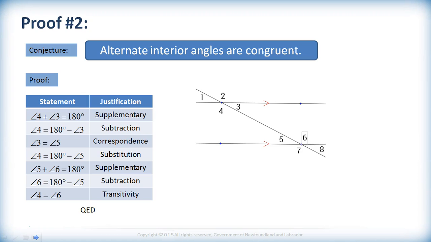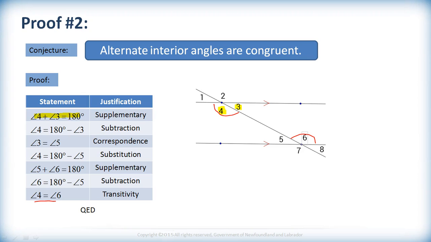Next one, we want to prove that alternate interior angles are congruent. So our goal here, and you can always look to see where we're going to end up, we want to prove that angle 4 equals angle 6. So we want to show that this angle and this angle are the same. So how do we go about that? Let's follow the proof. It says angle 4 plus angle 3 equals 180 degrees. So we're saying that angle 4 plus angle 3 is 180.